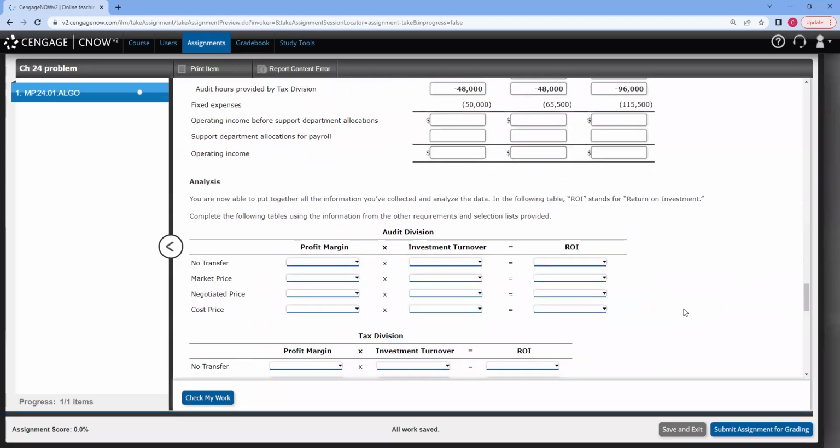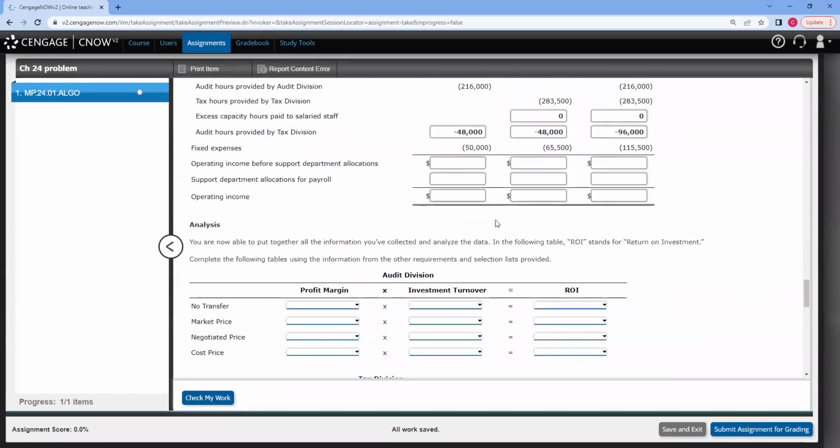The final piece then is, remember you answered a question up at the top, then the drop-down multiple choice questions about whether they would use the DuPont formula. And that's really what you're looking at here. So now that you have the operating income for each one of the scenarios, you can go ahead and calculate these. And we have the formulas for those.